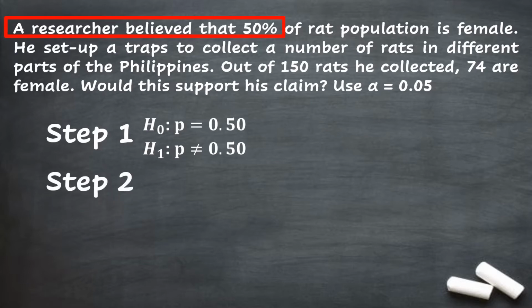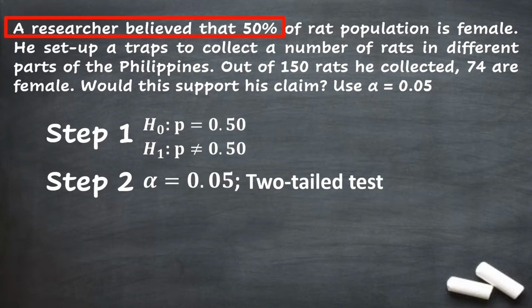Second step, we identify the alpha level and the tail test. The alpha level is directly stated as 0.05, so all you have to do is copy. Then to identify the number of tail tests, you go back to the alternative hypothesis and check the mathematical symbol that we used. We used the not equal symbol, so the number of tail tests is 2.